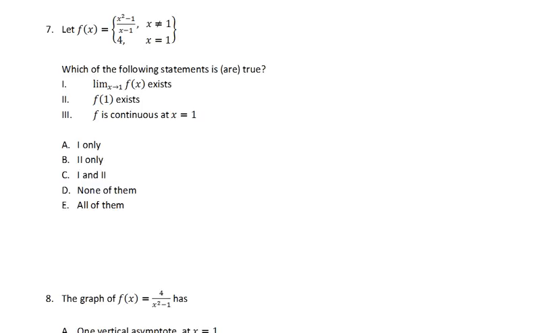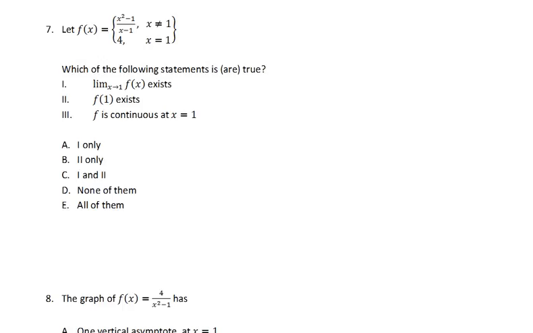In this next video we take a look at problem number 7. f of x is equal to the piecewise defined function: x squared minus 1 over x minus 1 for x not equal to 1, and 4 for x equal to 1. It's obvious that the top branch, x squared minus 1 over x minus 1 for x not equal to 1, does not have a value when x is equal to 1, because x equal 1 would make the denominator equal to 0.